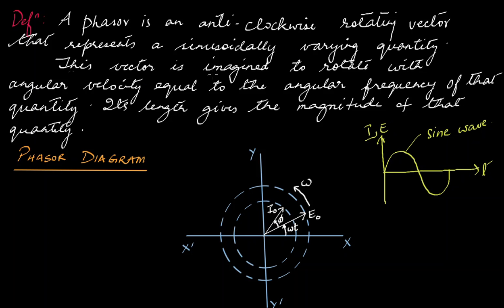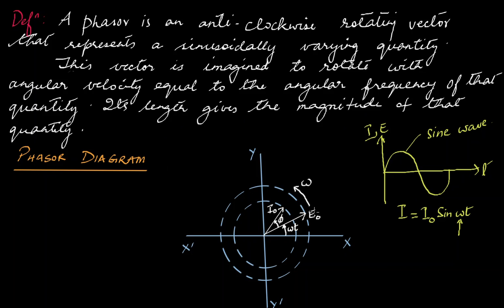Now this vector is imagined to rotate with an angular velocity equal to the angular frequency of that quantity. I believe you remember the expression for the alternating current. How is it expressed? It is equal to I naught sine omega t. So this vector is rotating with an angular speed omega, which is equal to the angular frequency of that quantity. Got it? And its length gives the magnitude of that quantity.